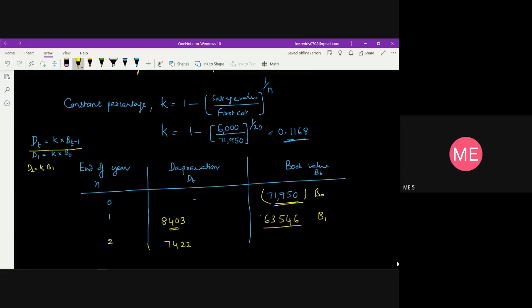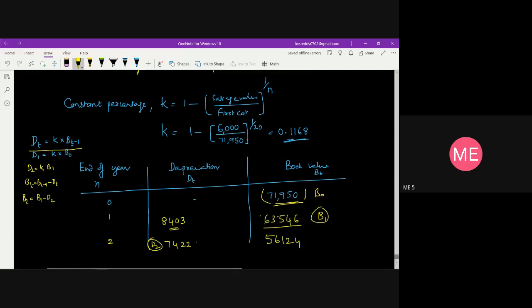Then what is the book value? The book value equation is what we have written: bt is equal to bt minus 1 minus dt. So if I want to find the book value at the end of the second year, it is b1 minus d2. So this is the b1 and this is the d2. This minus this will give the book value at the end of the second year, which is going to be 56,124. Likewise, for all 5 years we are going to calculate in a similar fashion.